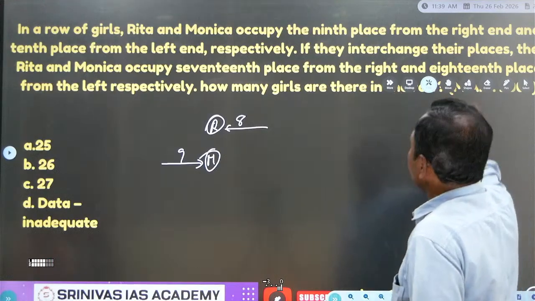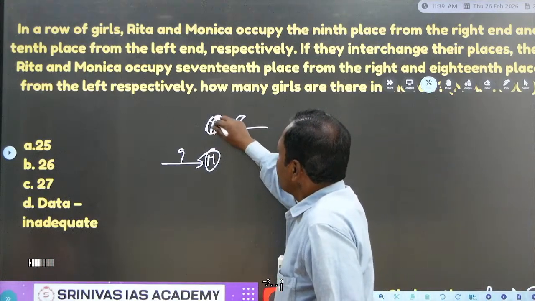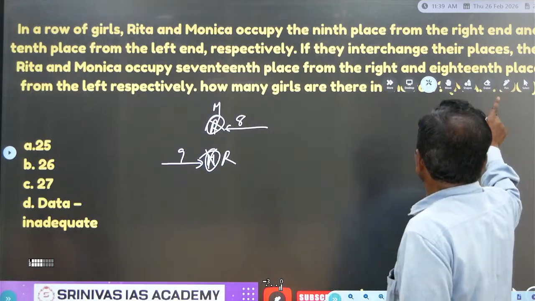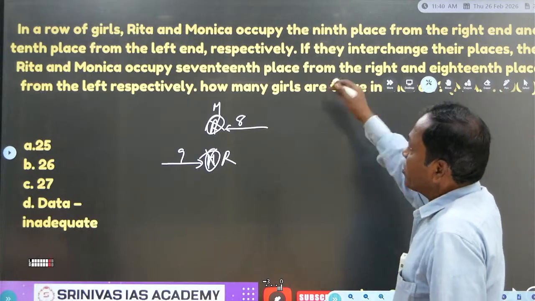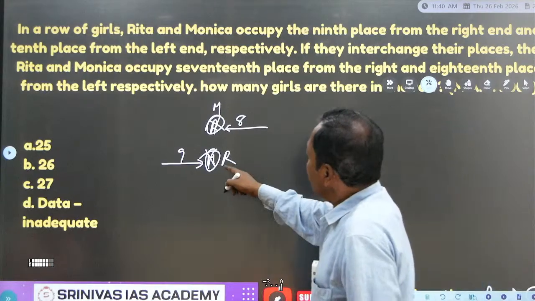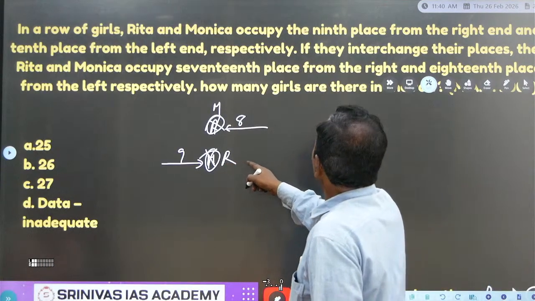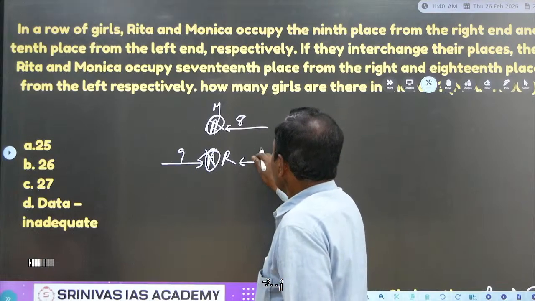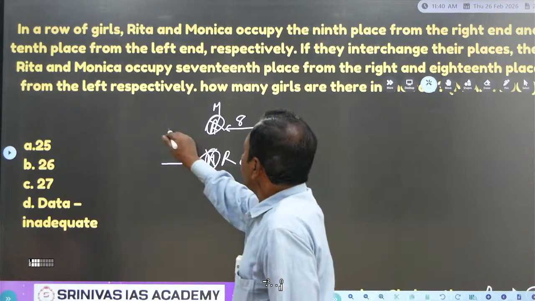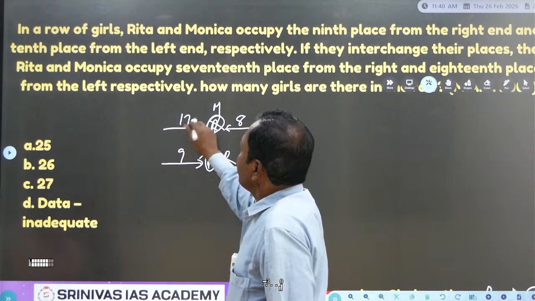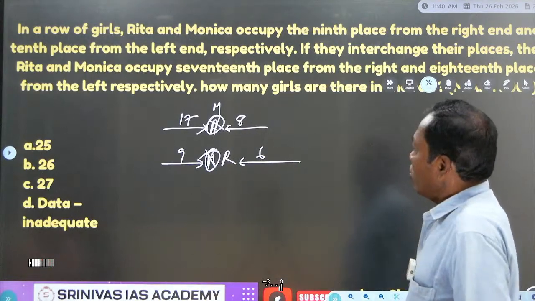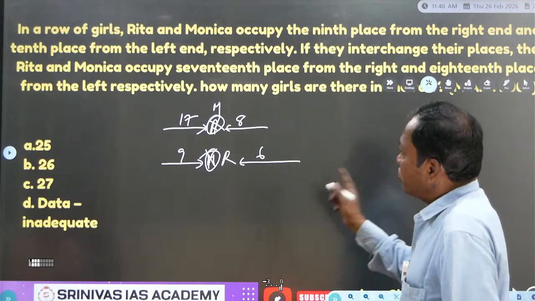If they interchange their places, this is Monica, this is Rita. If they interchange their places, then Rita and Monica occupy 7th place from the right and 18th place from the left, respectively. 18th means 17. How many girls are there in the row? Total you have to find.